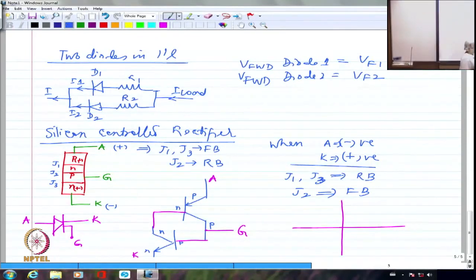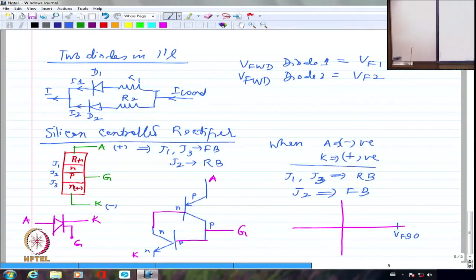if I look at actually increasing the forward voltage further and further, beyond a particular point, J2 will not be able to withstand any more voltage. At that point, it will break down. So that particular voltage is known as forward breakover voltage, FBO. If I don't give any gate pulse also, if I increase the voltage further and further beyond the withstand capability of the SCR, it will start conducting, it will break down.